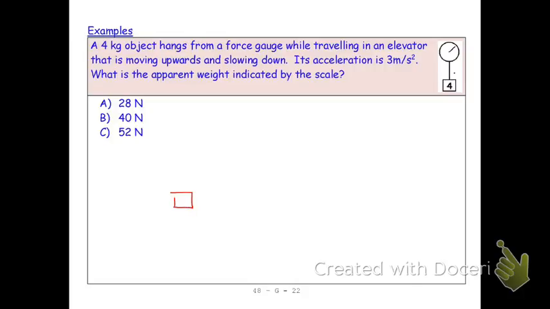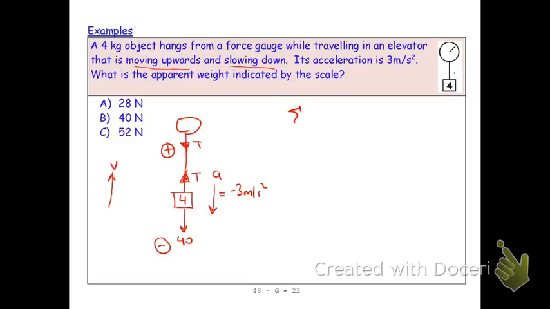4 kilogram fish. It's connected to a force gauge. It's traveling upwards in an elevator. Let's just put our tensions in. Let's put our weight. And then I say its acceleration is 3 meters per second squared. It's traveling upwards while slowing down. So my velocity is upwards, but now I am slowing down. So that's my acceleration, which equals minus 3 meters per second squared, because up is positive and downwards is negative.